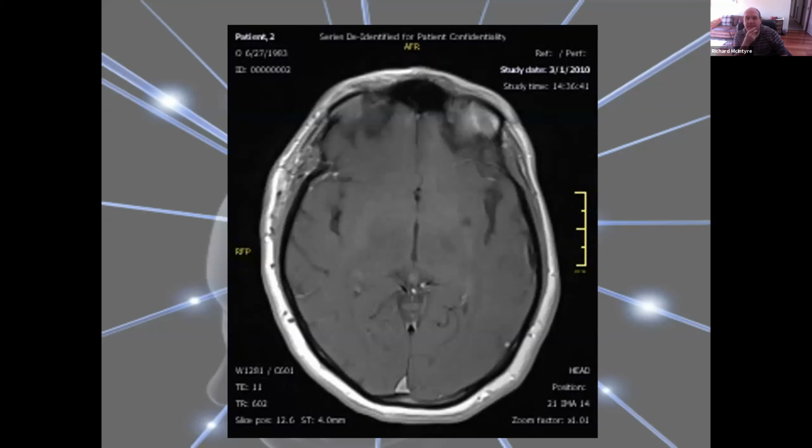What about that one? CT or MRI? Anyone? CT, because the bone's white. No, MRI, because there's black bits of bone and the white is the fat and skin. Perfect, perfect, well done. Okay, so this is the subcutaneous fat. Okay, this is the bone.